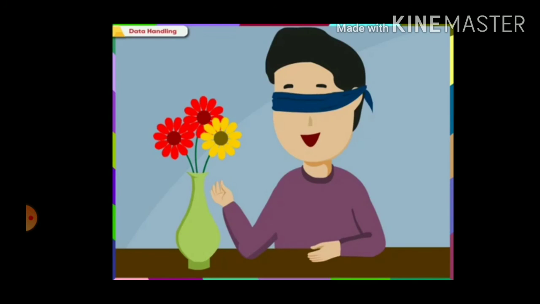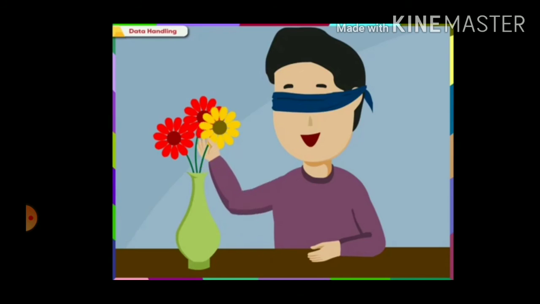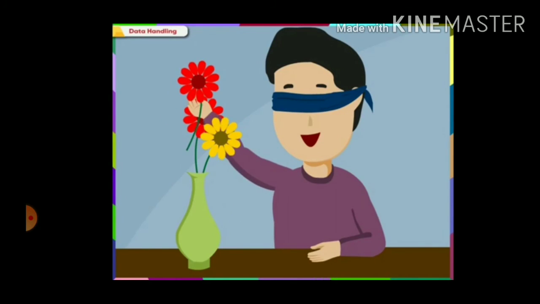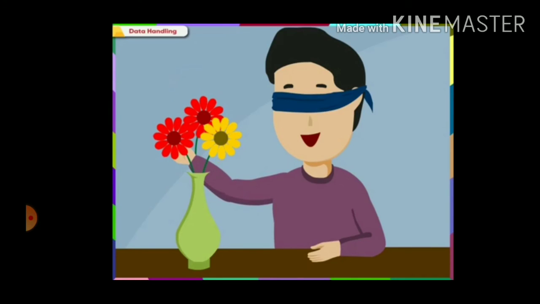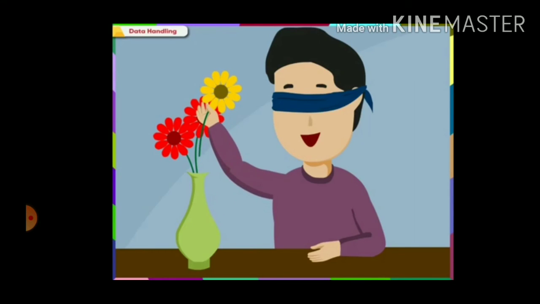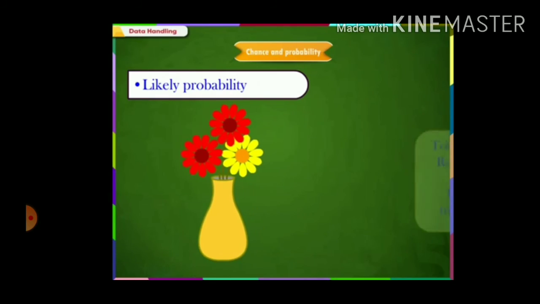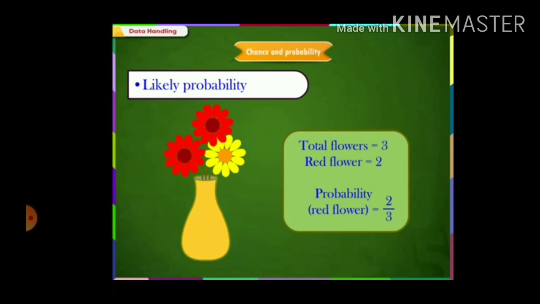Likely probability. Let us have 3 flowers in the vase, 2 red and 1 yellow. Since we have more red flowers, the probability of picking out a red one with blindfolded eyes is more, or more likely, than that of picking the yellow flower. The probability of picking a red flower out of 3 flowers is 2/3.